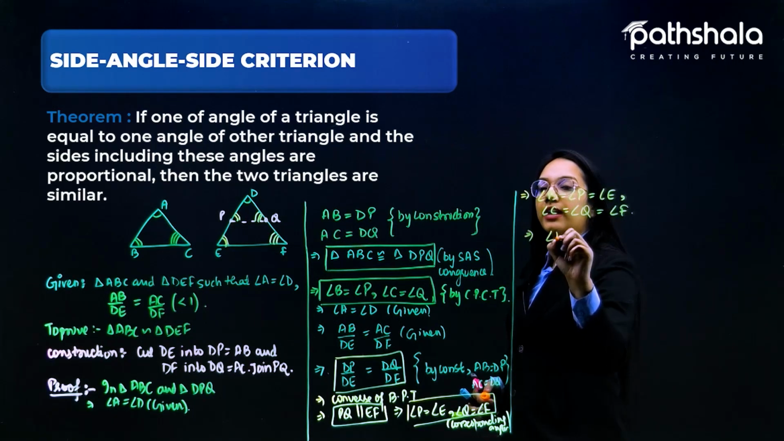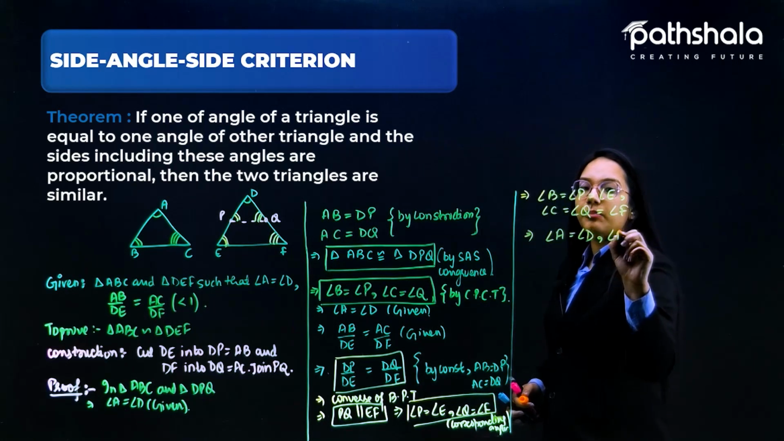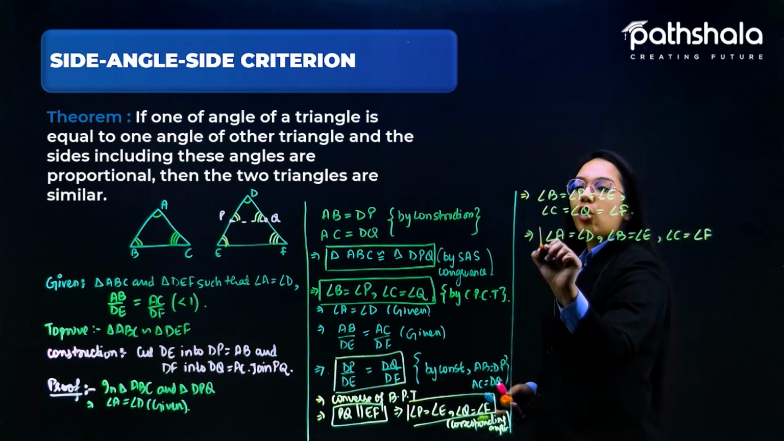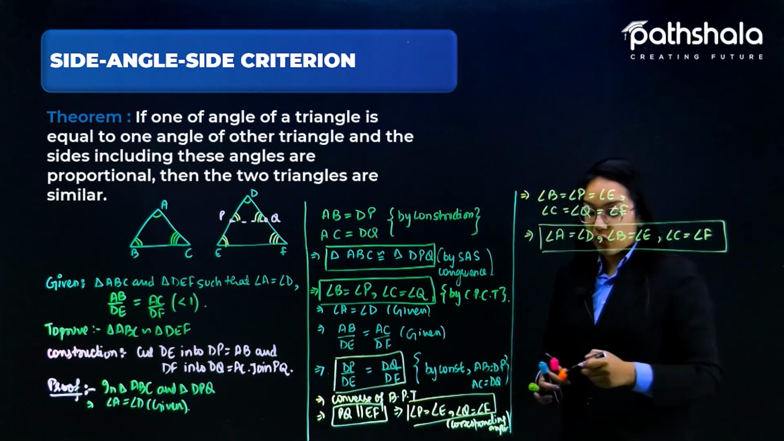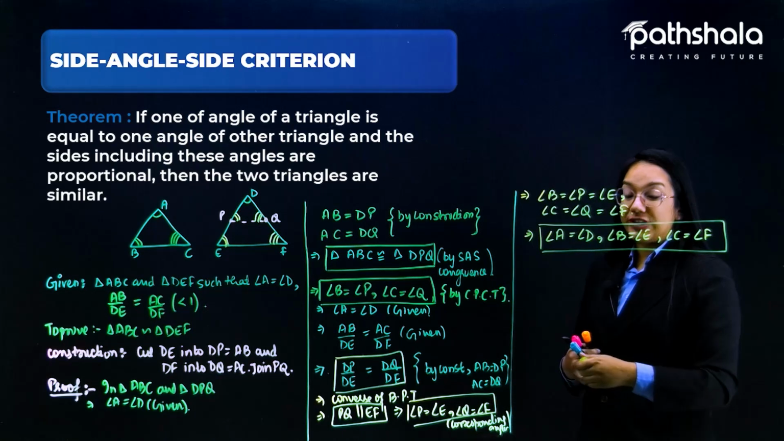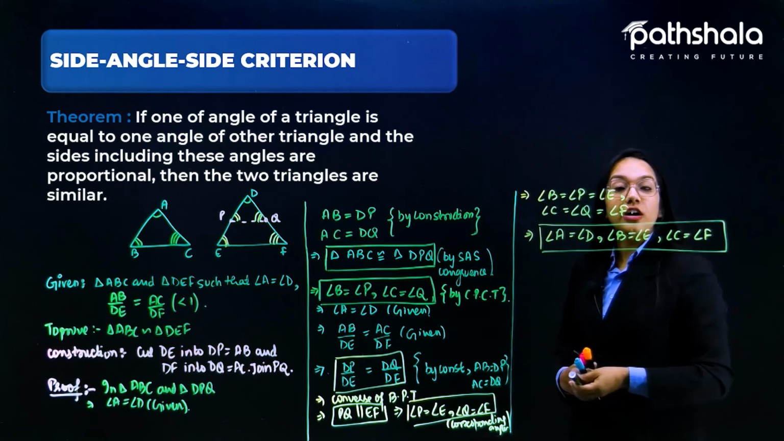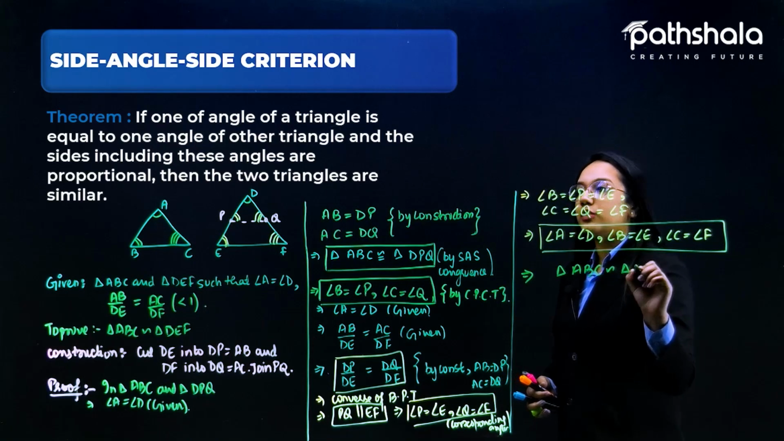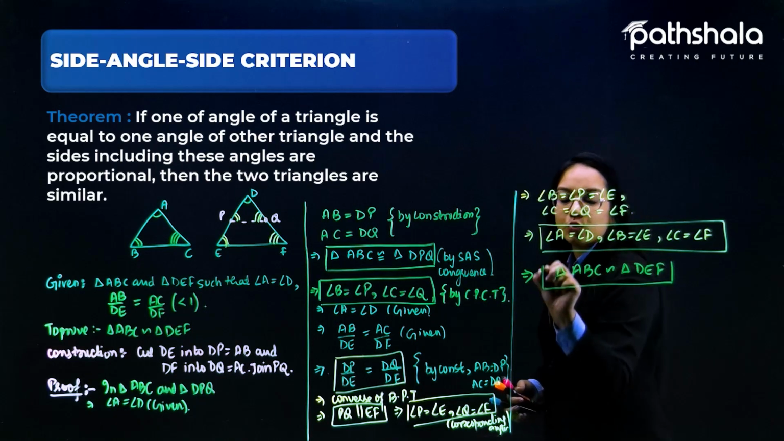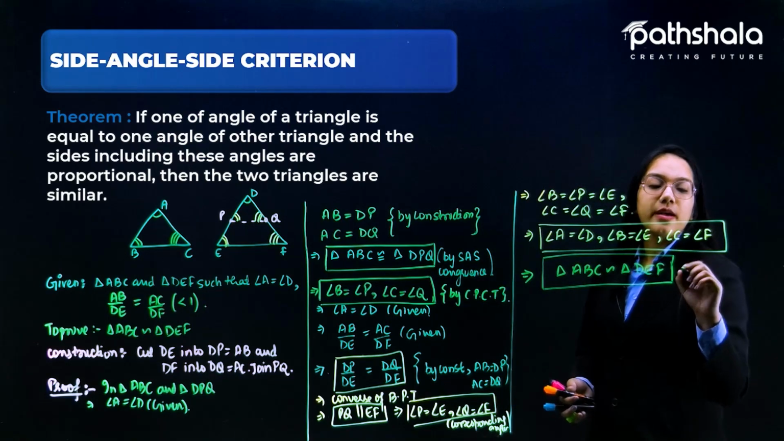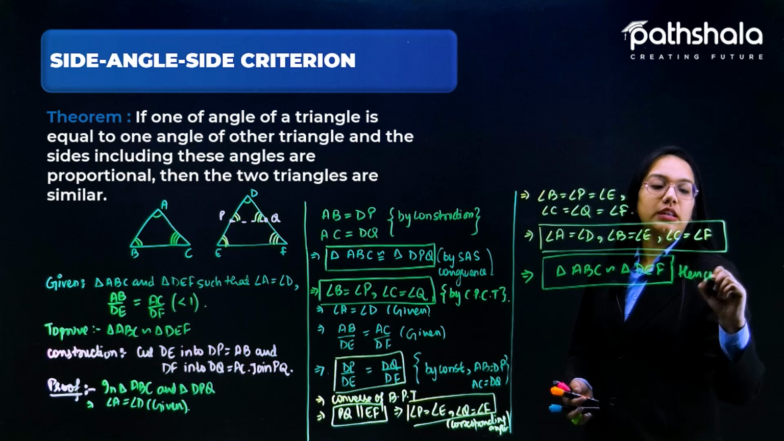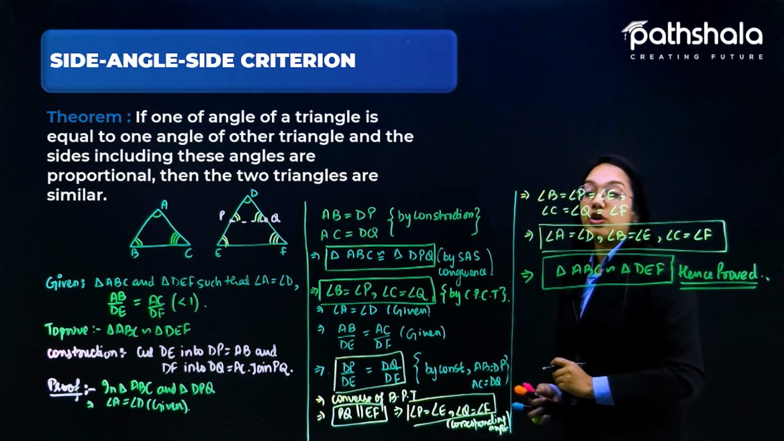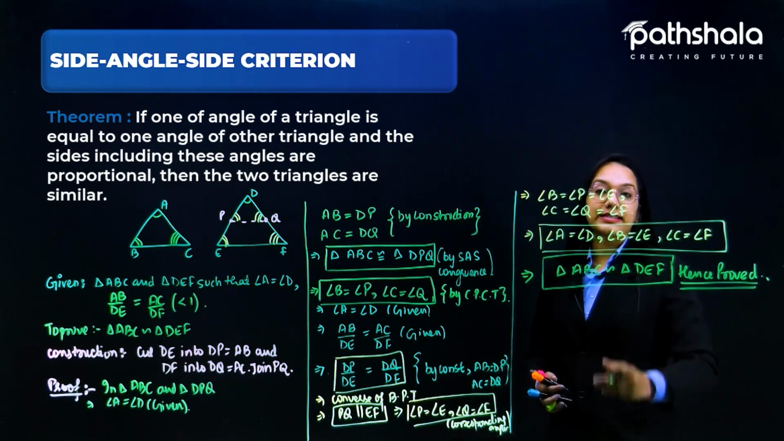So hence at the end, angle A is equal to angle D, angle B is equal to angle E, and angle C is equal to angle F. If all the angles of two triangles are equal to each other, the two triangles are equiangular, and hence it implies that triangle ABC is similar to triangle DEF, and this is what we wanted to prove. Hence proved that the two triangles are similar to each other. So this is all about the side angle side criterion.